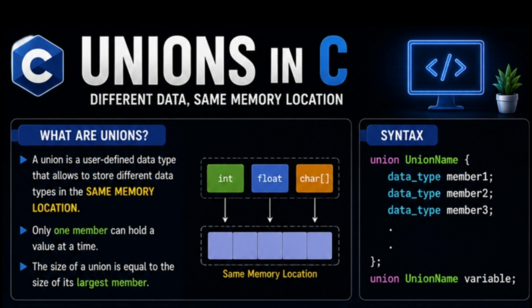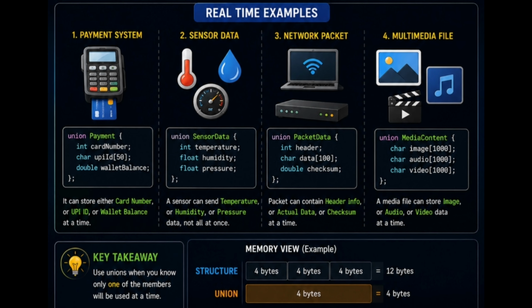Now let us consider unions. What is a union? Here is the syntax of the union: the union keyword and union name. Inside the braces we give the data types and the members. It is the same as a structure, the only difference between unions and structures is the memory space. In a structure, every data type has its respective memory in the memory block, whereas a union is considered as a single block of memory where all data types should be accommodated in the single block of memory. Let us see some real-time examples: payment systems, sensor data, network packets and multimedia use unions.